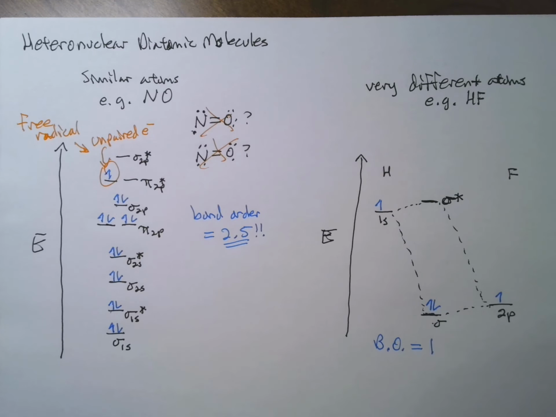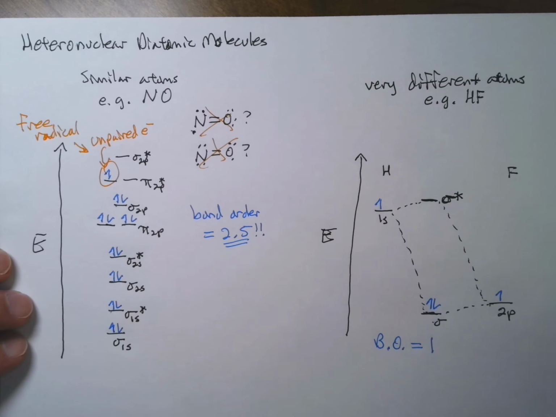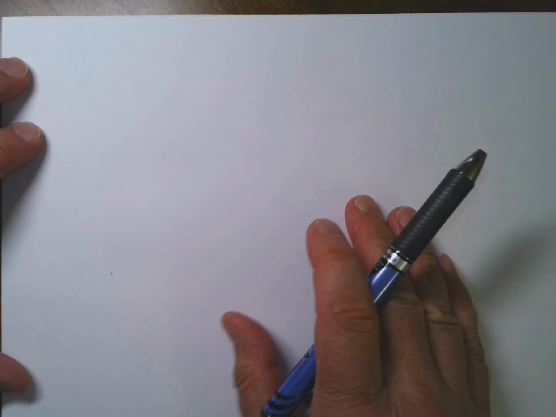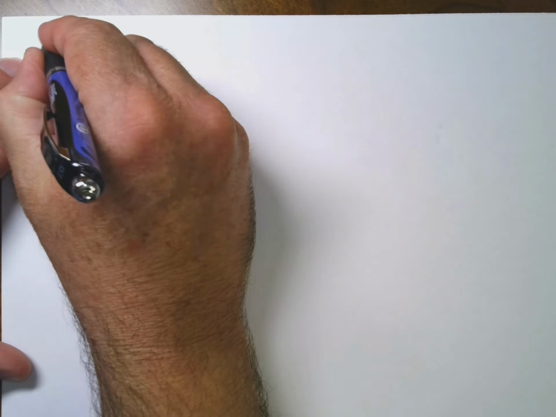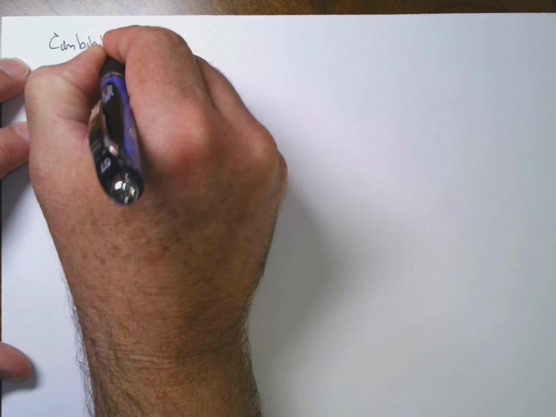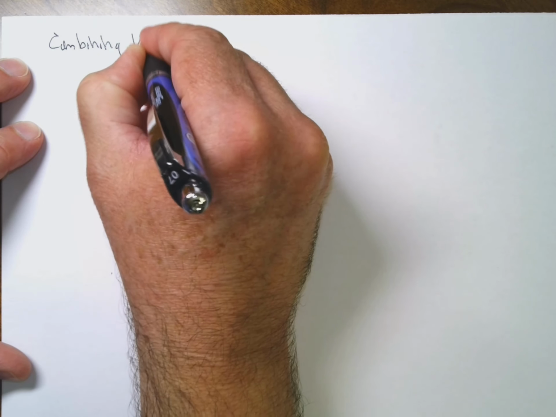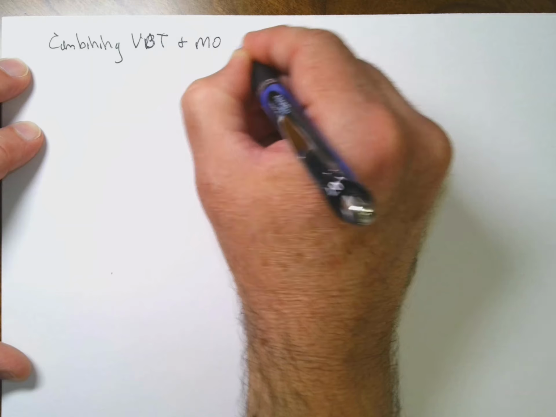All right. Phew. Now, one more thing to talk about, and that is, when do we use molecular orbital theory? Why do we use molecular orbital theory? Well, let's take a look here. And we're going to use molecular orbital theory when we have to. So let's combine VBT and MO models.